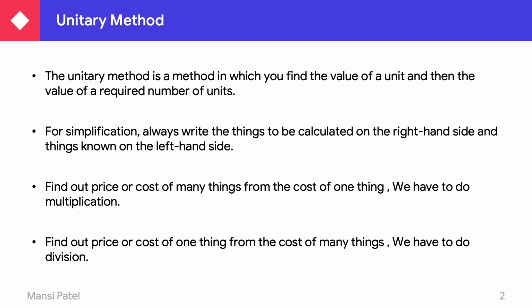So we have to do division when the cost of many things is given, and from that we have to find out the cost of one thing. At that time, we have to do the division. Let us see one example.